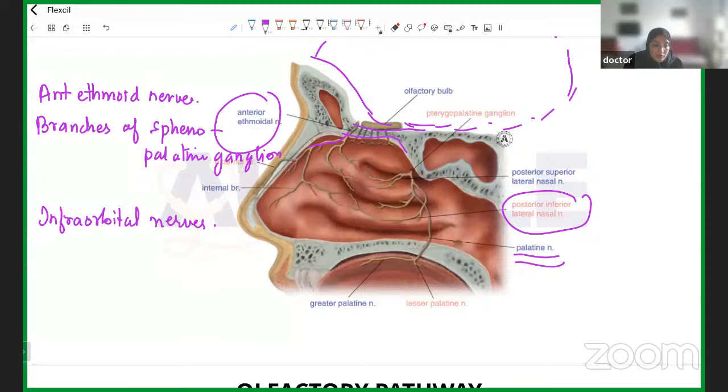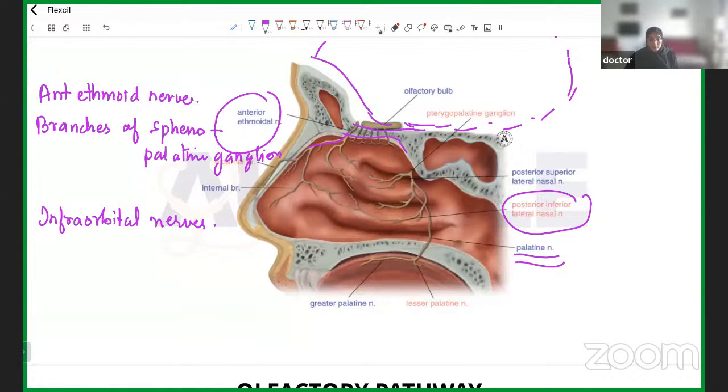Anterior superior quadrant is supplied by the anterior ethmoidal nerve. Anterior inferior quadrant is supplied by alveolar nerves. And posterior superior and posterior inferior quadrants are supplied by pterygopalatine nerves. Just remember these three nerves. We have the olfactory nerve bulb, anterior ethmoidal nerve, infraorbital nerve, and branches of the sphenopalatine ganglion.